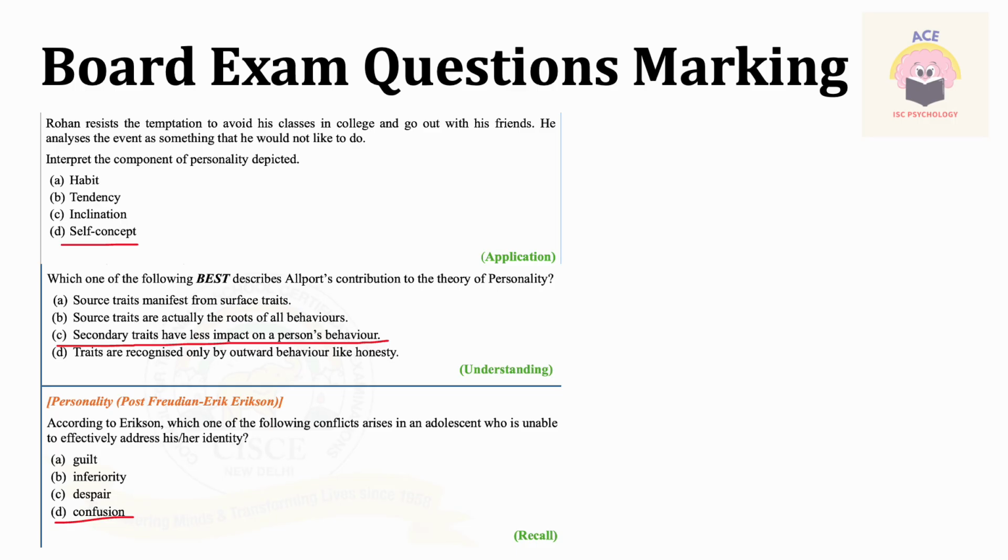Allport classified traits into cardinal, central, and secondary traits. Secondary traits are the most peripheral and situational, appearing only in specific contexts and having the least pervasive influence on behavior. Options A and B describe Cattell's source and surface trait distinction, not Allport, so don't get confused. Option D is incorrect because Allport recognized traits as internal dispositions, not just outward behaviors.